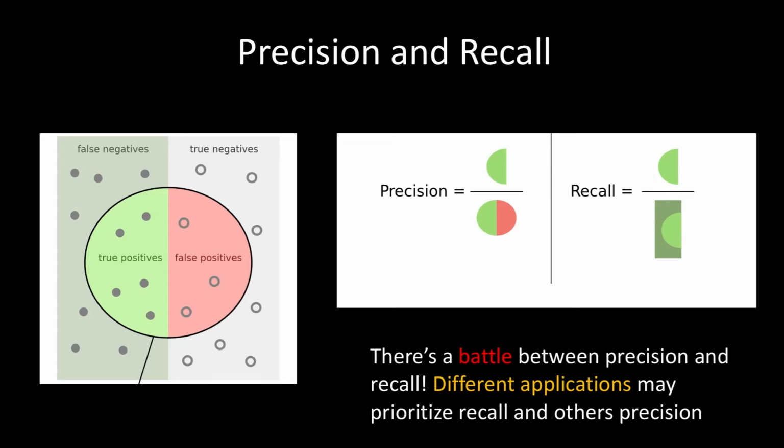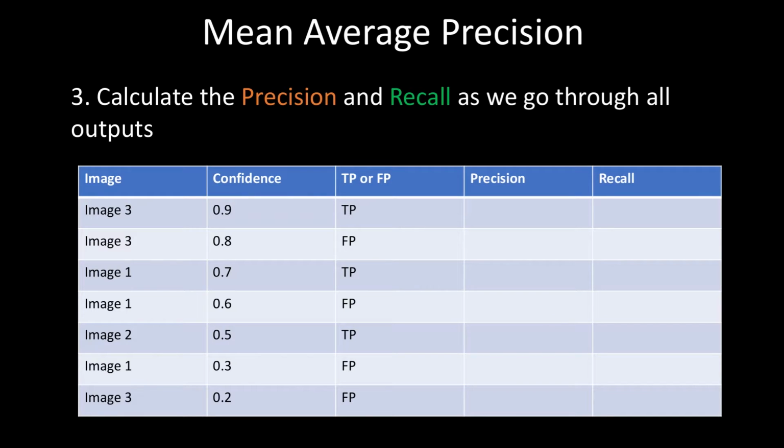So that would mean that they value having a high recall. All right, for the third step, we want to calculate the precision and the recall as we go through all of our output bounding boxes that we have predicted. And this is from the table from the second step where we have sorted this by descending confidence scores.